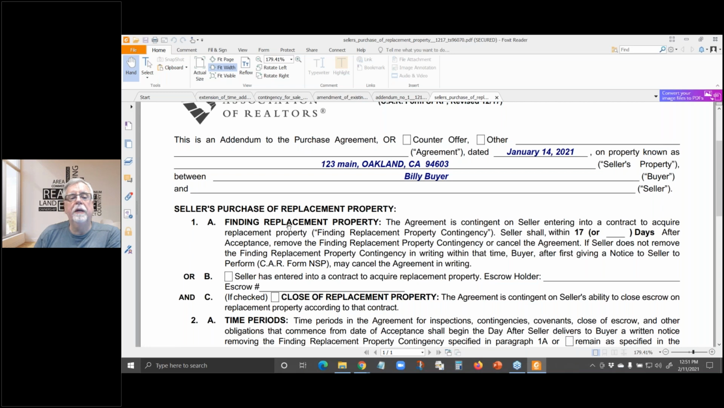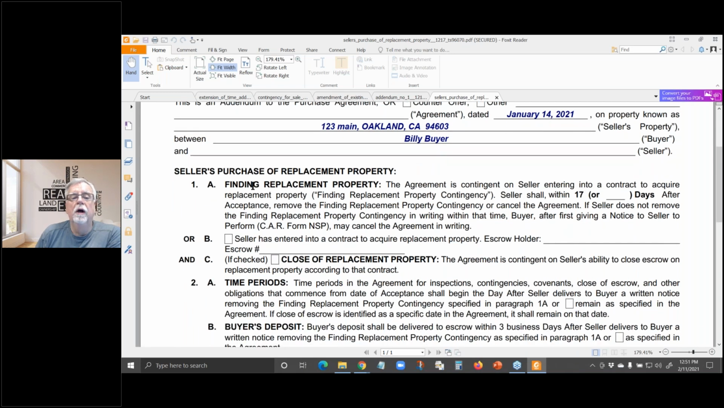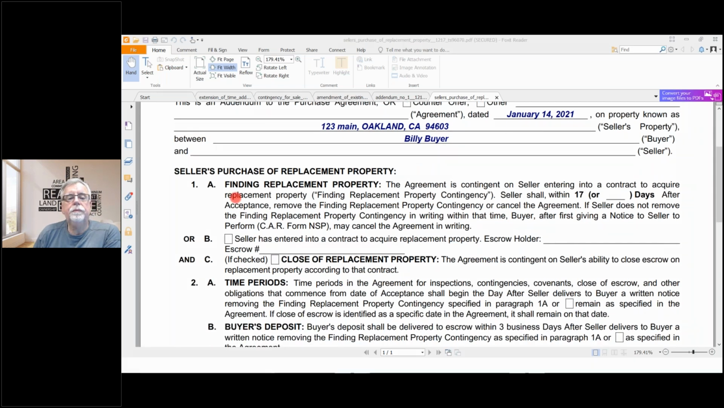So most of this is pretty straightforward. Finding the replacement property. The agreement is contingent on seller entering into a contract to acquire replacement property. Seller shall within 17 days, or in this case, the agent was asking for 60 days because they realize it's a seller's market and their seller is about to become a buyer, remove the finding replacement property contingency or cancel this agreement. So they're given a short period of time or whatever you want to write in.